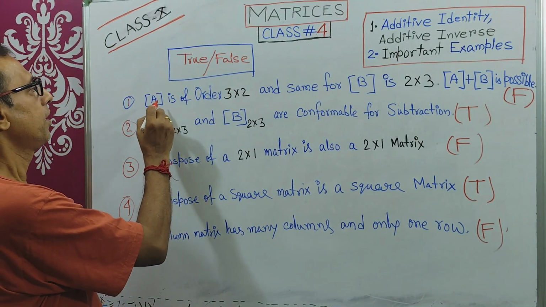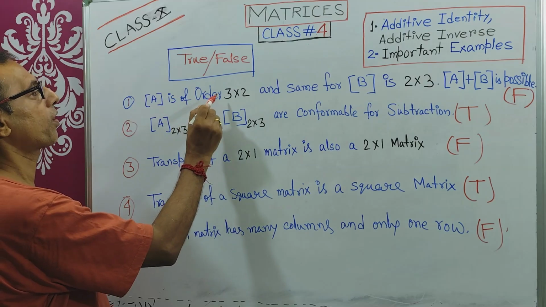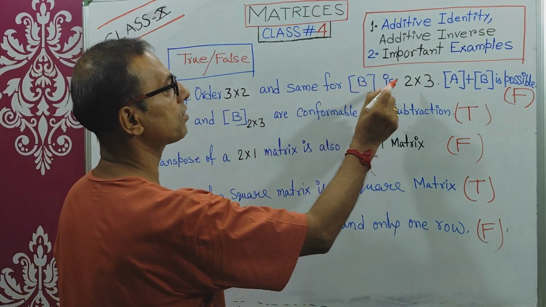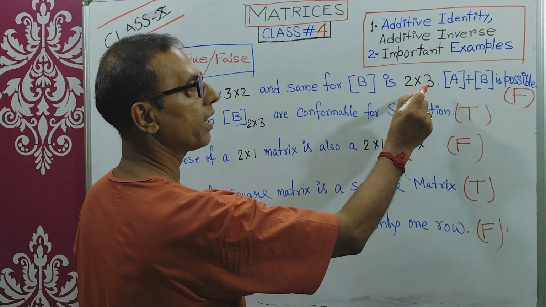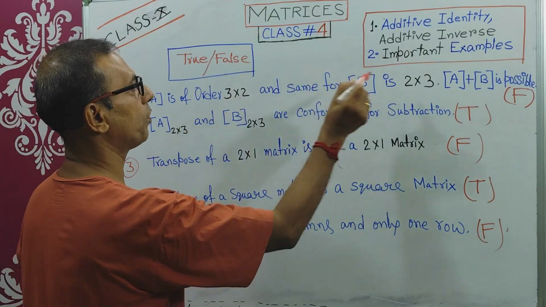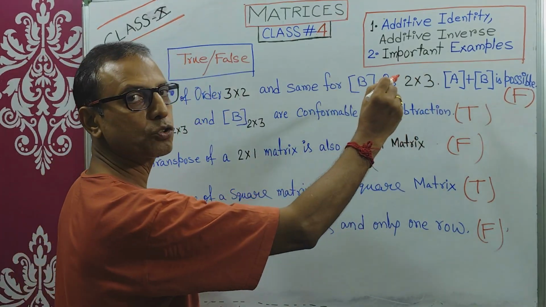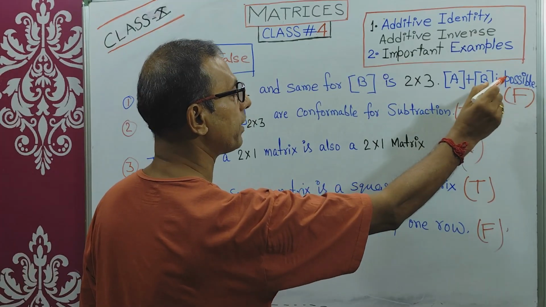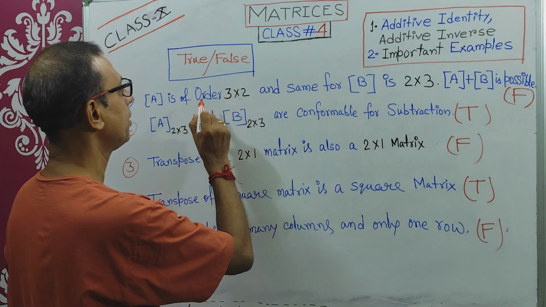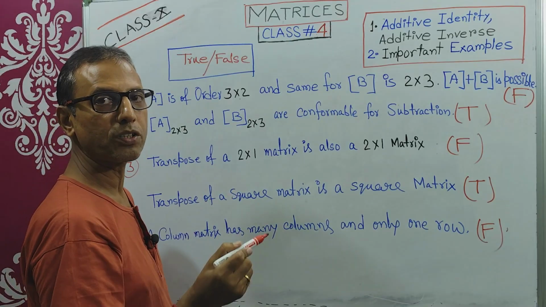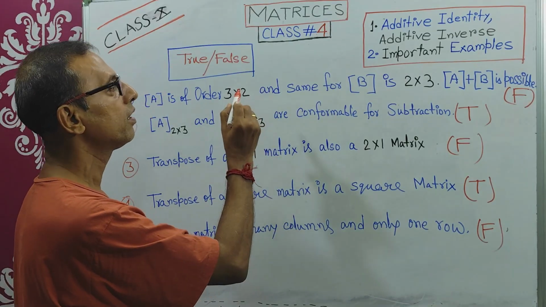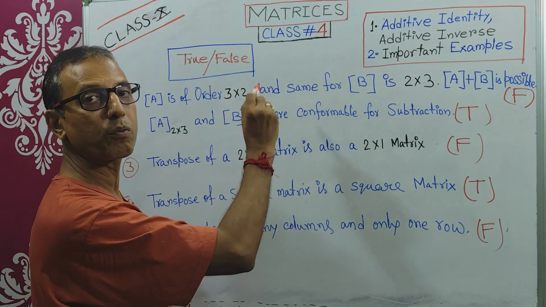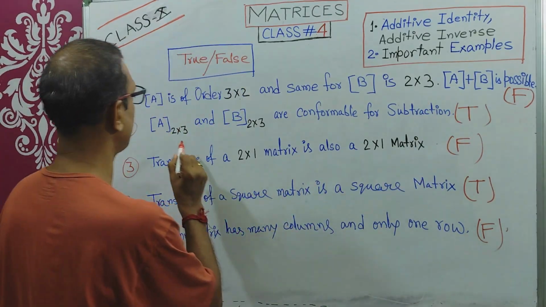So if matrix A is of order 3 by 2 and B is 2 by 3, one is 3 by 2, one is 2 by 3. Can you add these two matrices? Is it possible? It is not possible, because you can do addition or subtraction of two matrices only when the order is the same for both matrices. So it's a false statement.